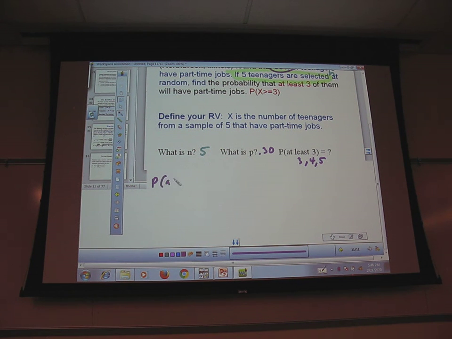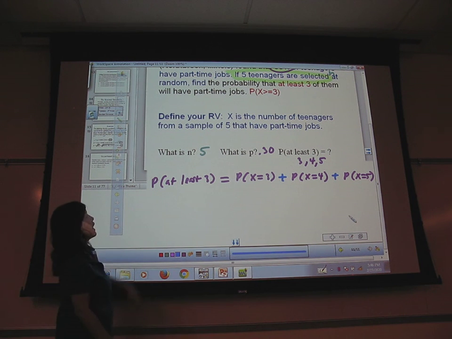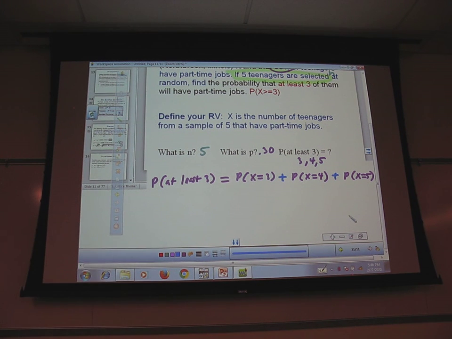So the probability of at least 3 is equal to the probability of 3, or the probability of 4, or the probability of 5, because at least 3 means 3 or 4 or 5. Ors, what do I do? Ors, we add. So we're going to add these. Find each of those probabilities and add them. Good, we can do that. Probability x is 3.